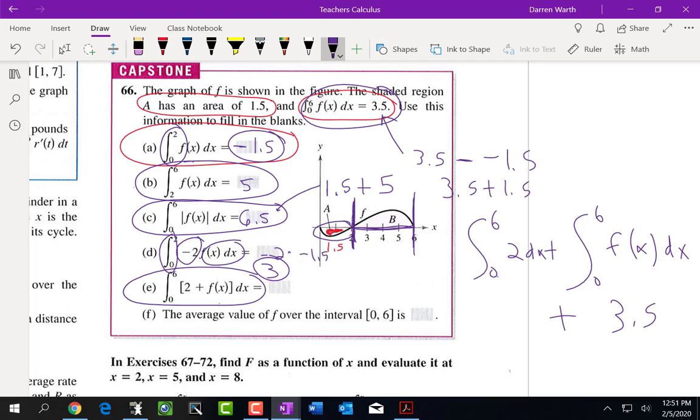So now I've got to find the other answer. Finding the integral of 2 dx, when I integrate it becomes 2x. I'm going to evaluate that from 0 to 6, so substituting the 6 there, I've got 2 times 6 is 12 minus 0. So that's going to give me 12. Then I take 12 plus 3.5, and 12 plus 3.5 gives me that answer of 15.5.